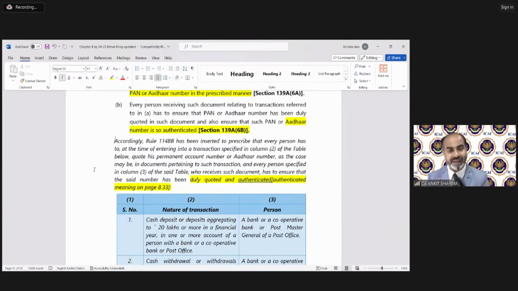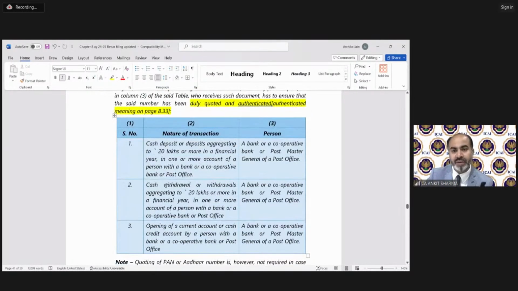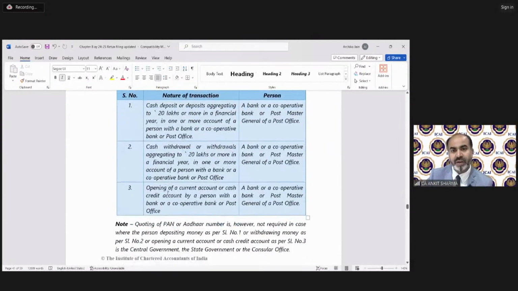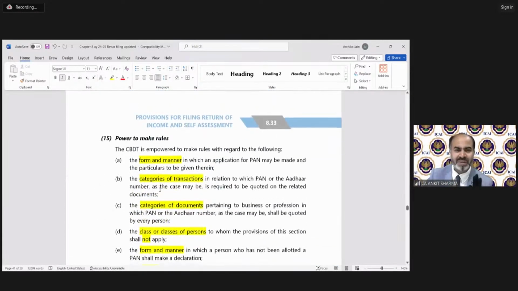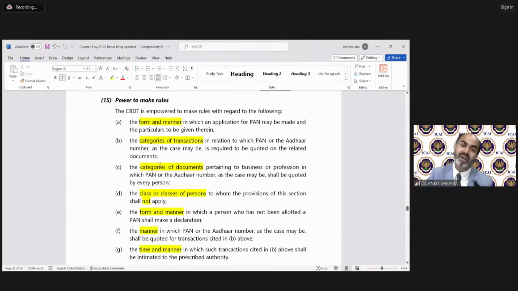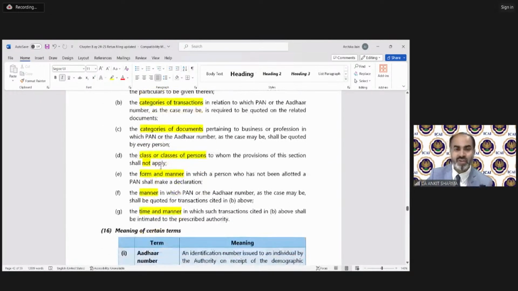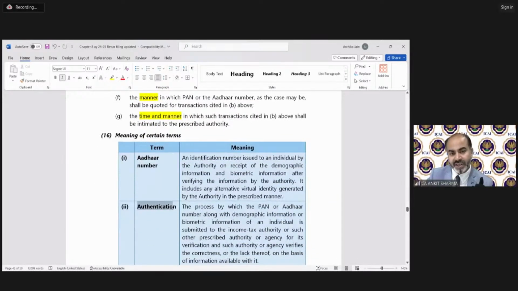Okay, so these are transactions on which you have to give your PAN or Aadhaar number. Cash deposit more than 20 lakh, cash withdrawal 20 lakh, opening of a current account, etc. You should read it yourself. These are simple things. CBDT has the power to make rules. CBDT can make rules for anything. Transactions can be increased, decreased, etc. This is the meaning of authentication. Kindly read it.